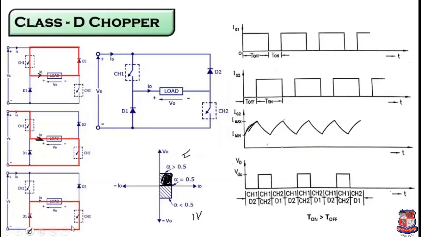Similarly, again you can get the 0 voltage at CH2 D1. So if you give the numbers 1, 2, 3, you can say that the operation sequence is 1 2 1, 1 2 3 1, 1 1 2 3, 2 1 2 3 2. So this is the sequence followed for the class D chopper.